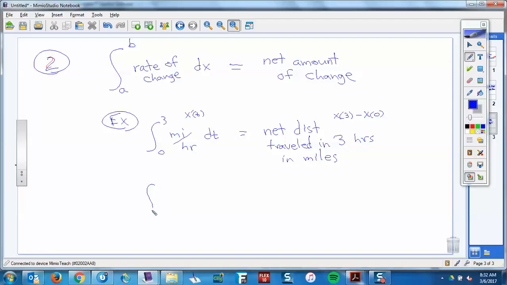Here's another example, though, that sometimes people don't think about. Well, wait, let's do 2 more examples. Squeeze this in. Okay, let's say we had, this is one that sometimes people don't think about. Let's say you had miles per hour squared in here. So 0 to 3 is still a 3-hour period.